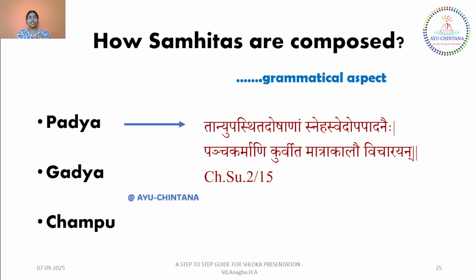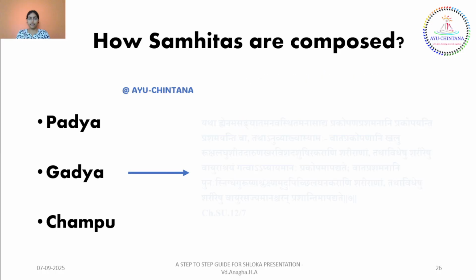And what is the uniqueness of this? Each of these lines will have exactly the same number of aksharas. Only then it will be considered as a Padya form. Okay. Next, let's take an example of a Gadya. How is it different from Padya?